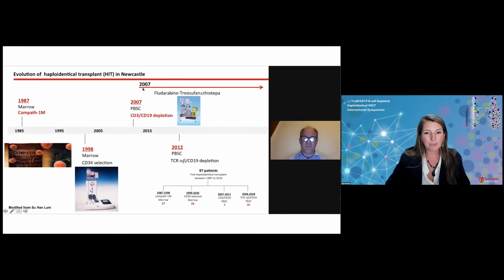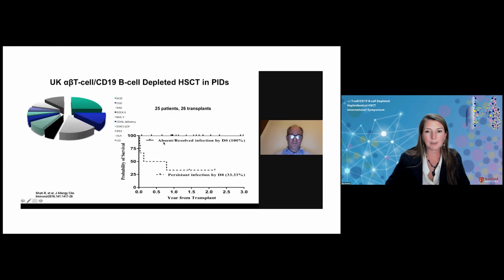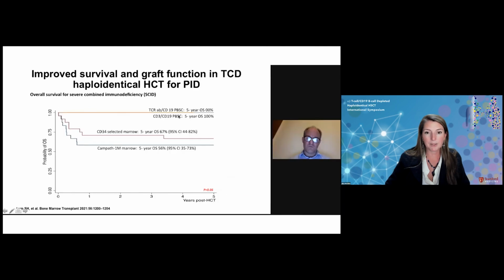Andy Gennery offered us really an overview of the history of using T-cell depleted transplant in primary immunodeficiency in the UK and specifically in Newcastle. They started to use alpha beta depletion back in 2012. But I think the main message we got from Andy is that the most important thing is to transplant these patients without active infection, because this is really the main variable impacting the outcome.